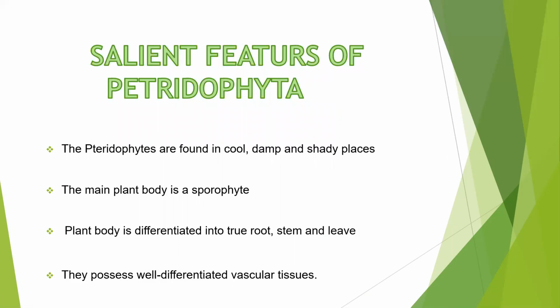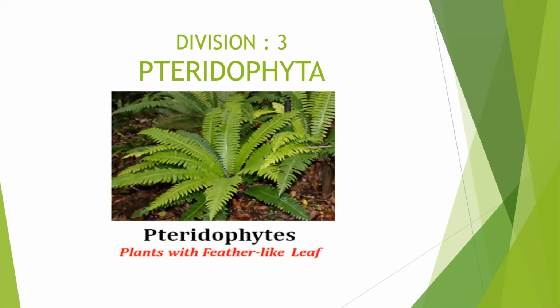Here, the main plant body is divided into true root, stem and leaf, whereas in Bryophyta, you couldn't see true root, stem and leaf. Pteridophyta also possess well differentiated vascular tissues, that is xylem and phloem. If you see under Pteridophyta, what comes? Ferns.